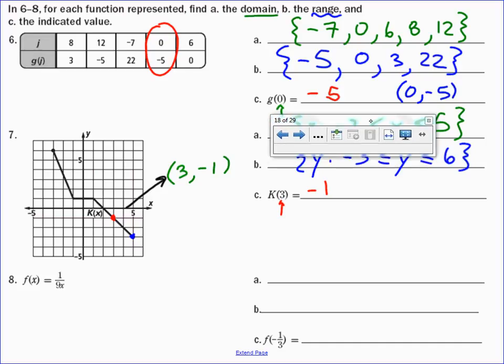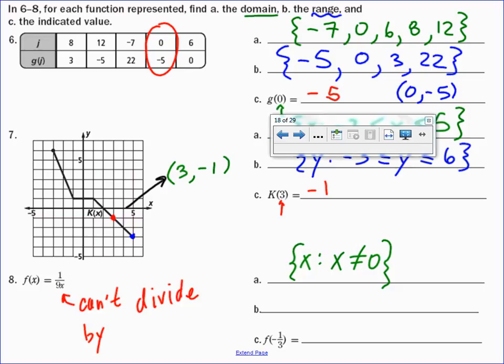So how would I write that in set builder notation? Easy cheesy, I'll say the set of all x's such that x doesn't equal 0 is the quickest, most efficient way to write that. So x can be anything except for 0. How come? Because I can't divide by 0. I can't have a 0 on the bottom of the fraction. So if I can find an x value that would create a 0 on the bottom of the fraction, I have to cull that from my domain. I have to take it out of my domain.